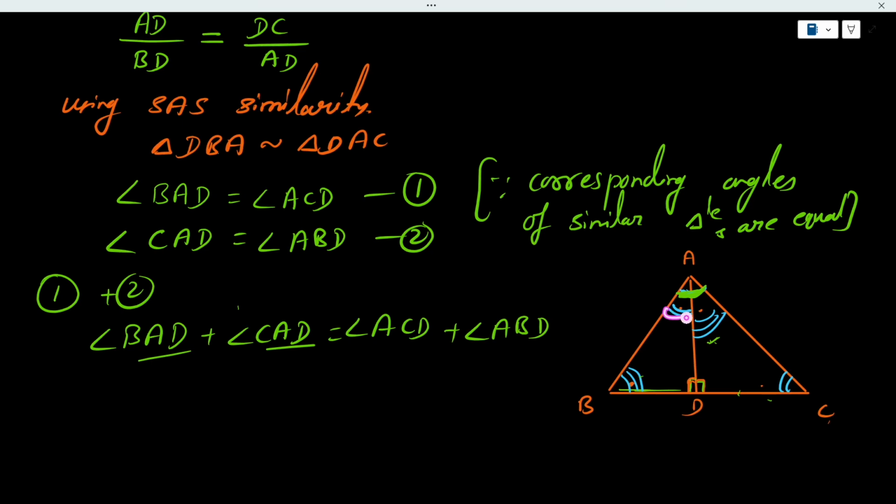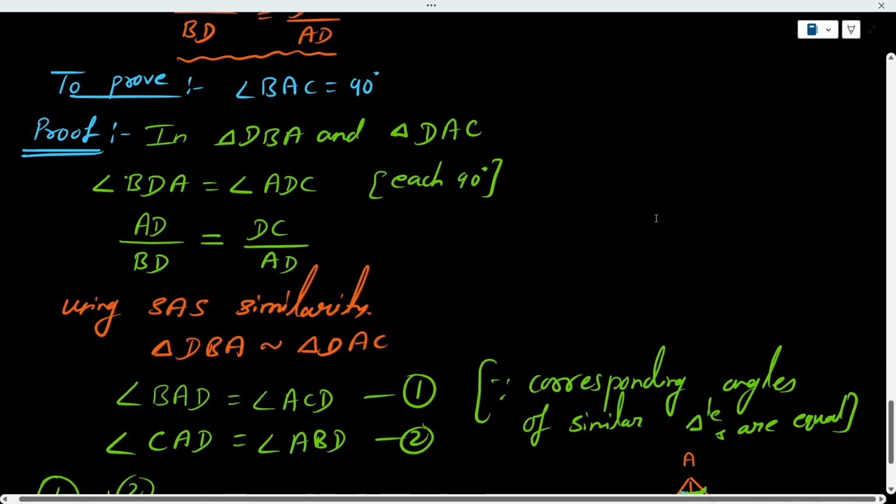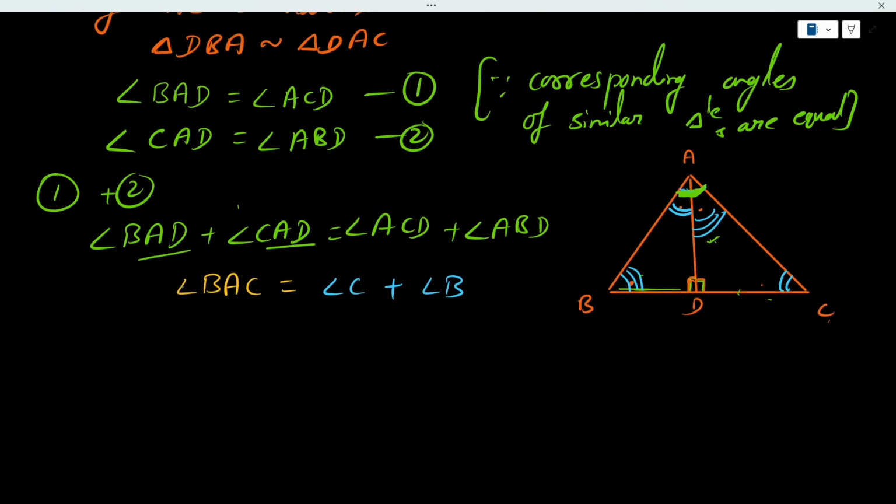right? Look at here, BAD plus CAD will be this complete angle, which is angle BAC. So I got one of the sides here, BAC, equal to, down here, angle ACD, which means angle C, plus ABD is nothing but angle B. But till now we have to prove that the sum is 90 degree, right? Now in triangle ABC, I can use the angle sum property, because BAC is nothing but angle A, right? So BAC plus angle B plus angle C is 180 degrees.